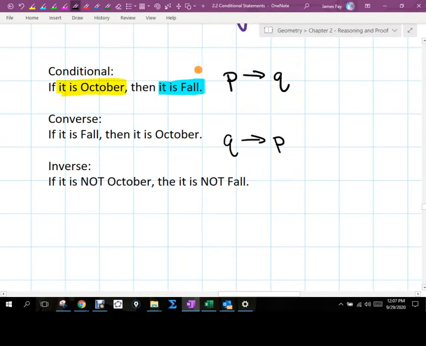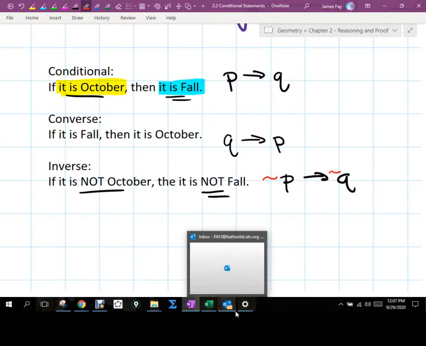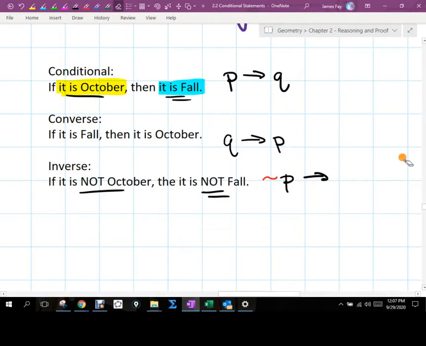So this is still P and Q. That's the order. Okay, October came first, right? Fall came second. But now because I put the word not in front, the way we identify that with these symbols is that we put this little tilde out in front. Okay? So we say not P, then not Q, or not P implies not Q.